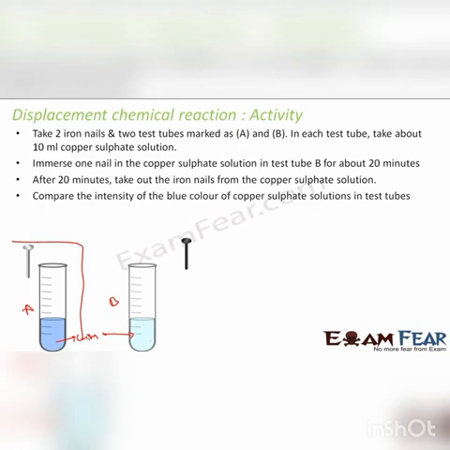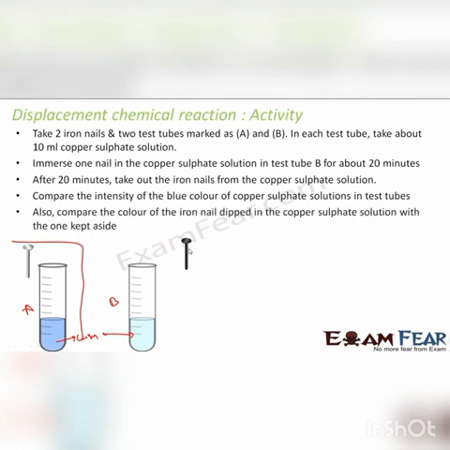Now compare the intensity of the blue color of the copper sulfate solution. If you see, this one is dark now and this one is light. Both are copper sulfate, but this one became lighter. And if you compare the nails also, they are different. This one is more blackish now, right? So both have changed. The nail color has changed and the copper sulfate solution has changed.